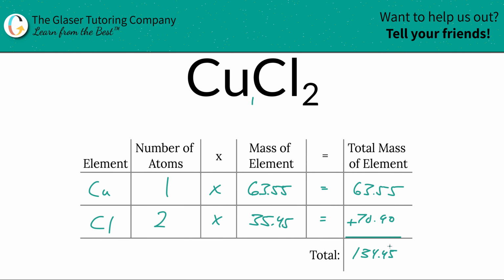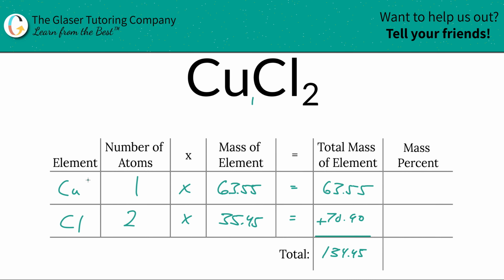So now we can find the percents easy peasy. I'm going to add another column to the table. So to find the mass percent of, let's say, copper, what we're going to do is take the total mass of that copper, divide it by the total mass of that entire compound, and then multiply it by 100.